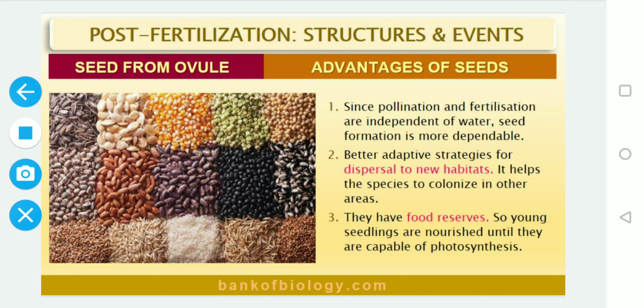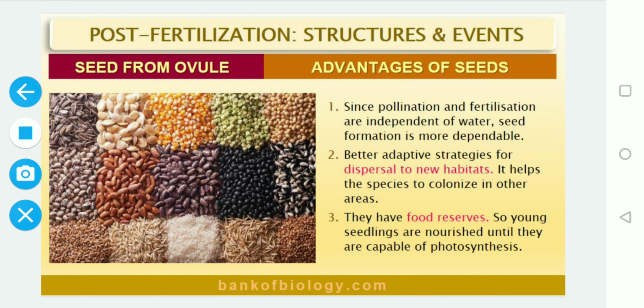Third one, they have food reserves. So young seedlings are nourished until they are capable of photosynthesis. Whenever the seed matures, until they undergo cyclic changes and become independent, until they become capable of photosynthesis independently, they need nourishment, right? That is provided by the food reserves. As we have discussed, it is the cotyledons.